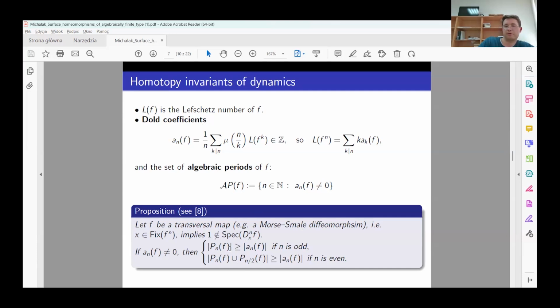So for Morse-Smale diffeomorphisms or for other classes of nice maps, the so-called transversal maps, this number of periodic points is bounded from below by the absolute value of those coefficients. In the odd case, but in the even case, there is a similar formula which uses the periods n and n by 2.